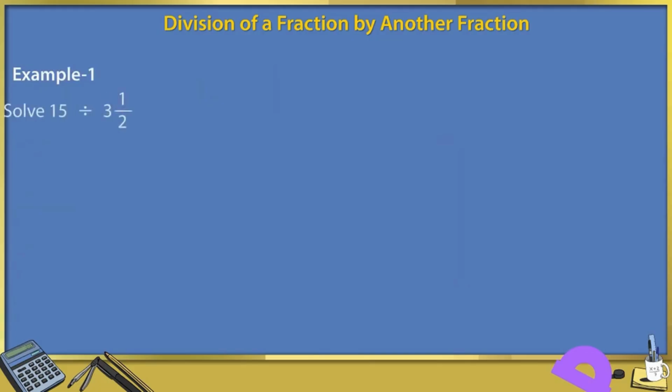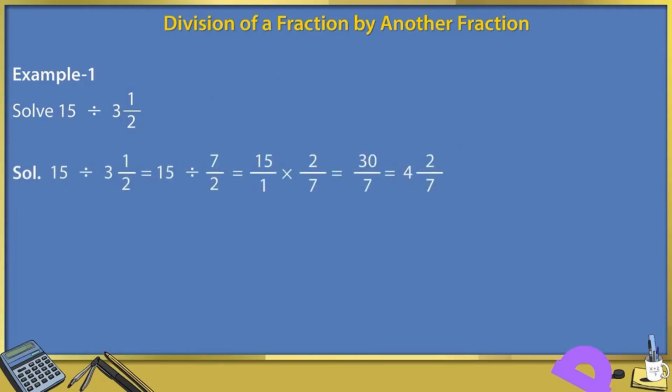Example 1. Solve 15 divided by 3 and 1 by 2. Solution. 15 divided by 3 and 1 by 2 is equal to 15 divided by 7 by 2, which is equal to 15 by 1 into 2 by 7, which is equal to 30 by 7, which is equal to 4 and 2 by 7.